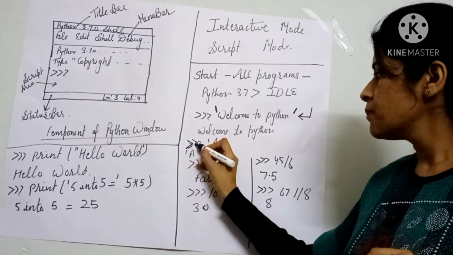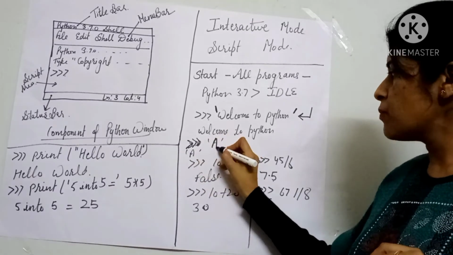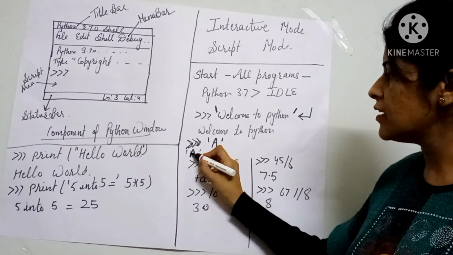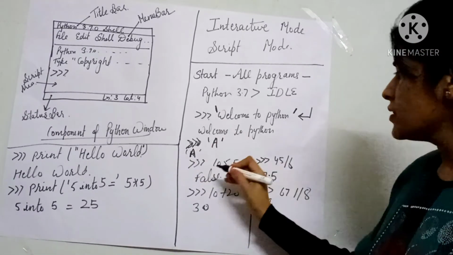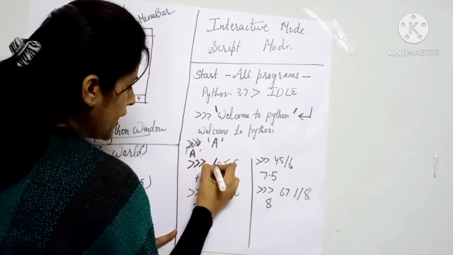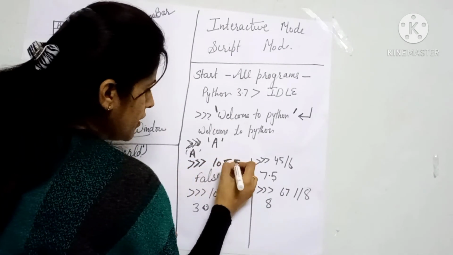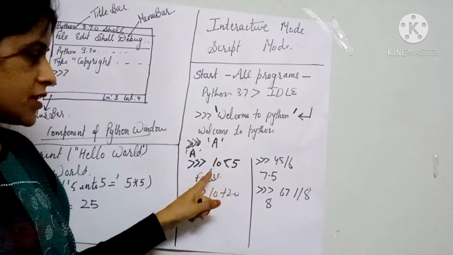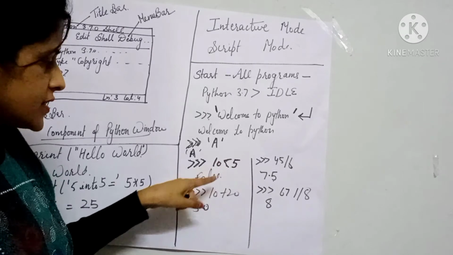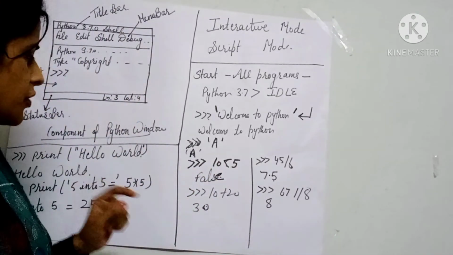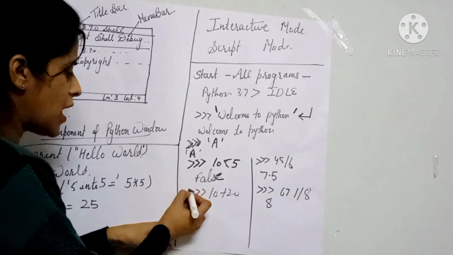After this, at the command prompt, I am typing A in single quotes. Then again it gives you the answer A. Third, at this command prompt I have typed 10 less than 5. I am checking whether 5 is greater than 10. Then it gives you the answer, that is False. It is not true.